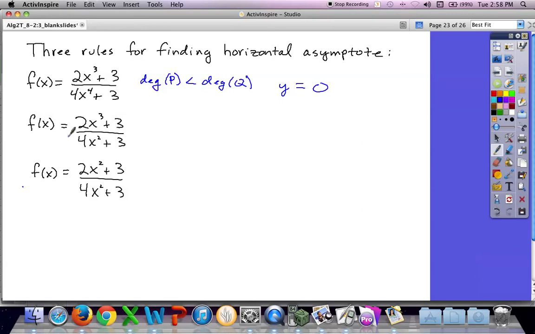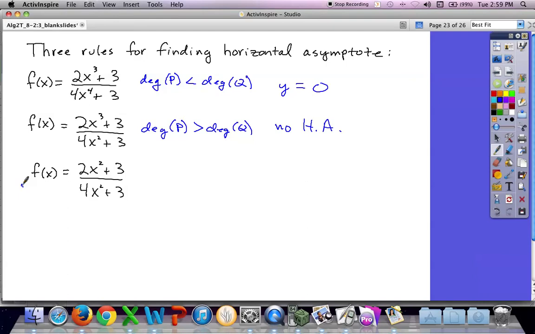In the second example, the degree of the numerator is 3, the degree of the denominator is 2, so the numerator is a higher degree. So when the degree of the numerator, P, is greater than the degree of the denominator, Q, there is no horizontal asymptote. There is none. The numerator is going to dominate the denominator, and it'll just grow without bound.